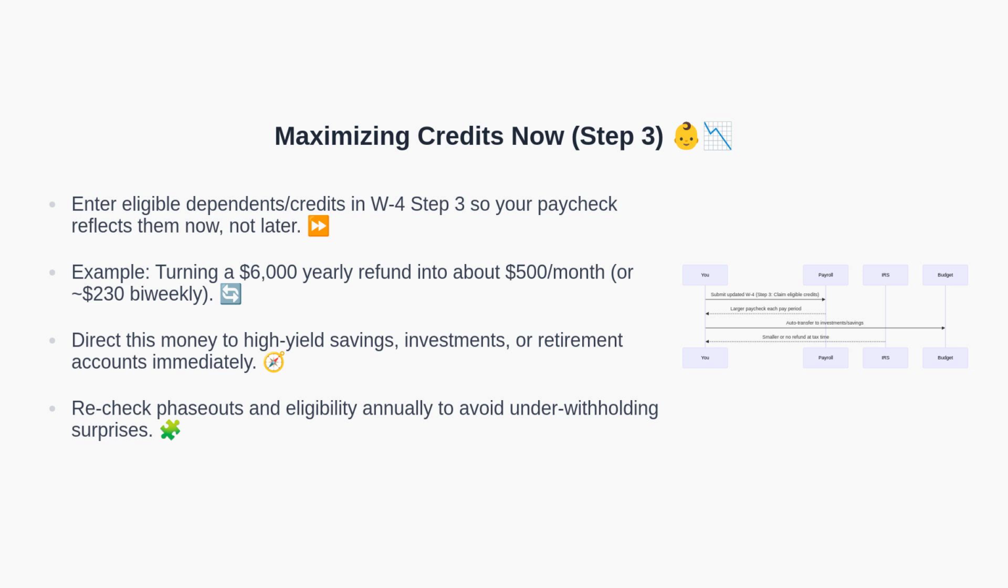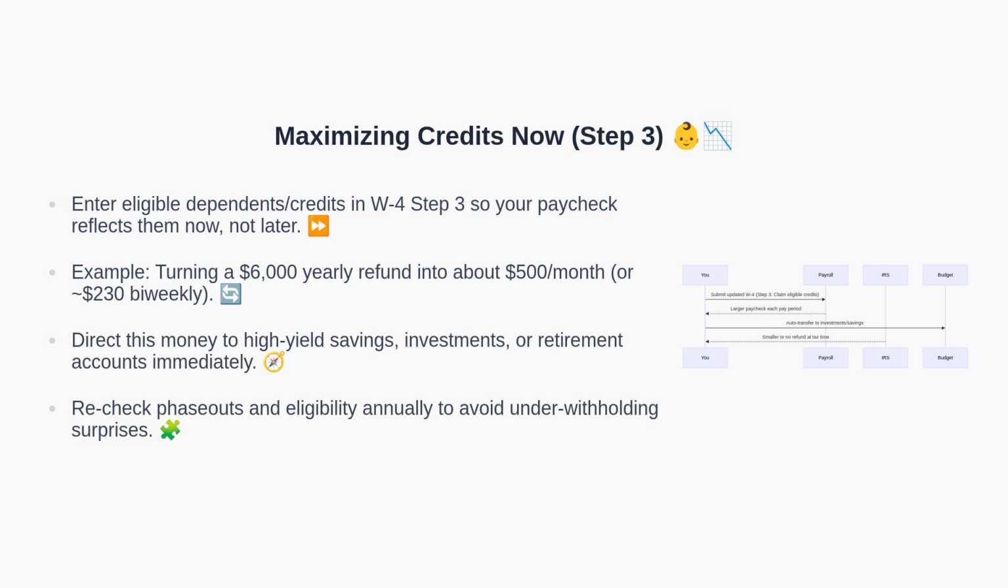For example, if your refund historically runs around $6,000, that equates to roughly $500 per month, or around $230 per biweekly paycheck. Direct those funds immediately toward high-yield savings, investments, or retirement contributions to capture growth. Remember, credits can be subject to income phase-outs and other eligibility rules, so reassess annually or when your situation changes.